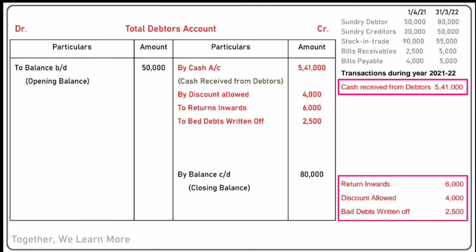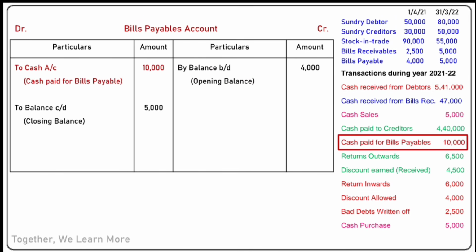Then we have cash paid for bills payable. As we are paying cash, cash is going out, so cash is credited, bills payable account is debited. So on the debit side of bills payable, to cash account 10000.